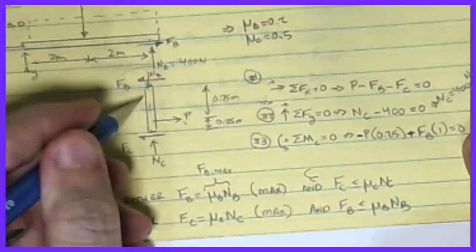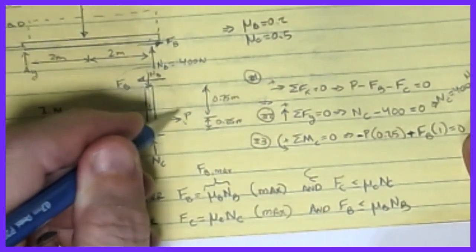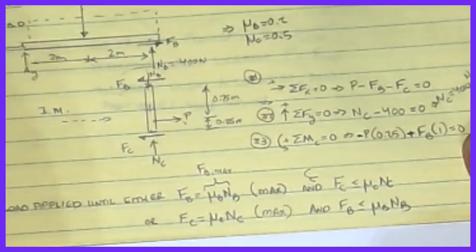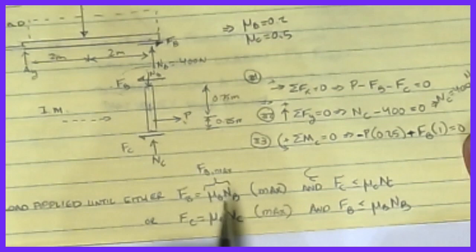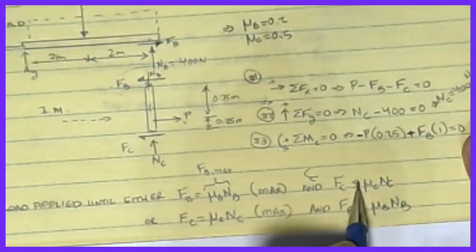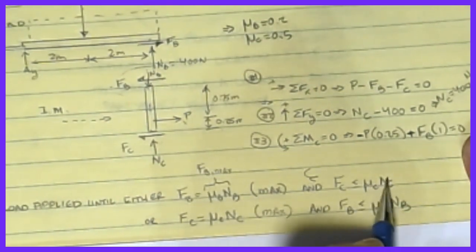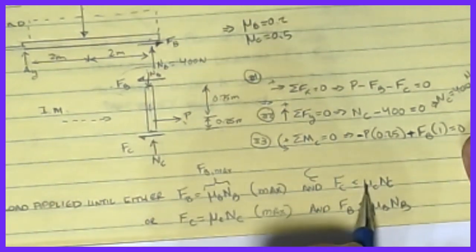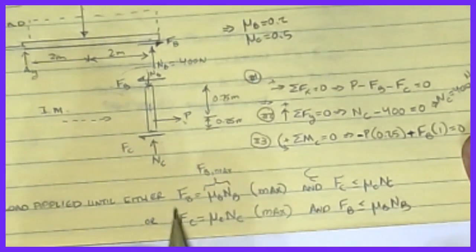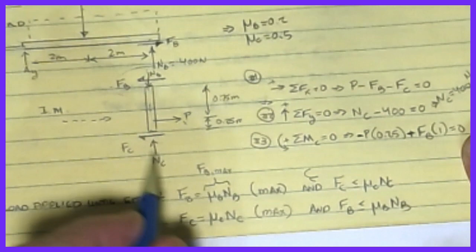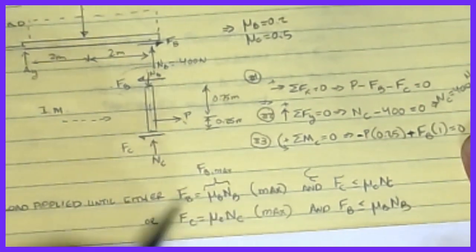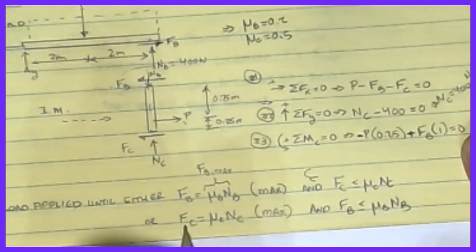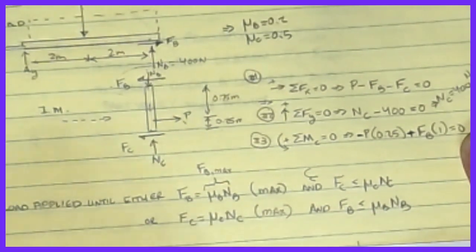If FB reaches its limit, that end will pull out, and then I don't care what FC is. That's why we've got some inequality here. So I'm going to set this equal to the maximum for B, and then FC can be less than or equal to that NC value multiplied by the static coefficient. Or it could be the other way around, where C reaches the limit first, and then I don't care about FB. As long as I break one, this thing will pull out. So we're going to take this one: FC is equal to mu C NC.